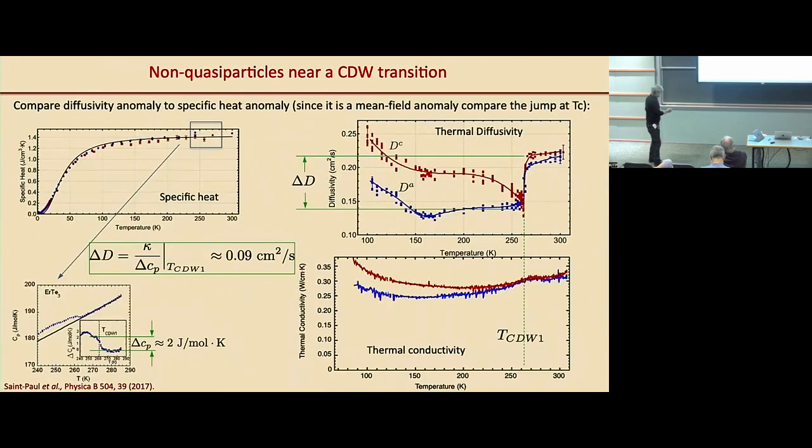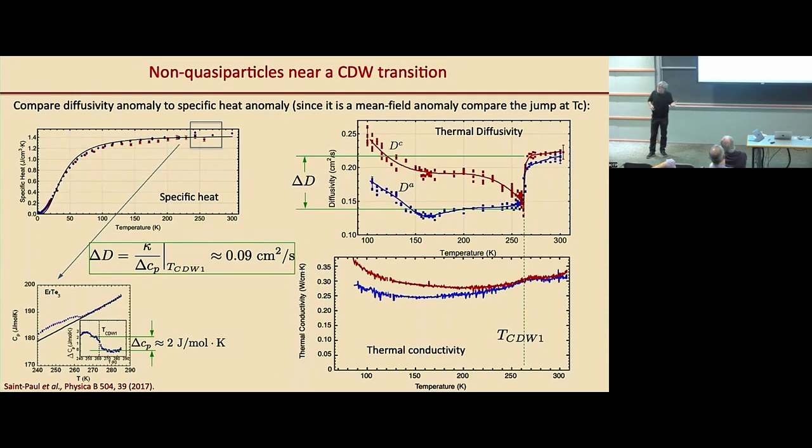Yeah, here. So the specific heat anomaly is very difficult to measure. It was measured for this material, erbium telluride, by the group of Munso. But it's extremely tiny. It is tiny because it is in the Dulong-Petit regime, so it's very difficult to extract. But otherwise, 2 joule per mole Kelvin is not that small.